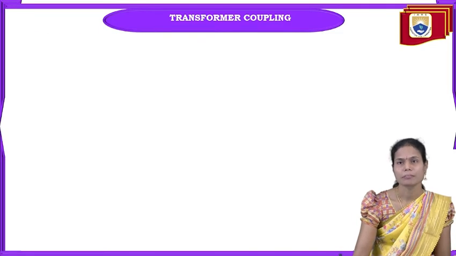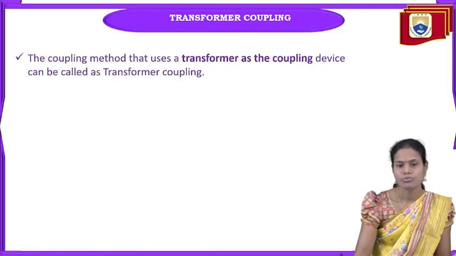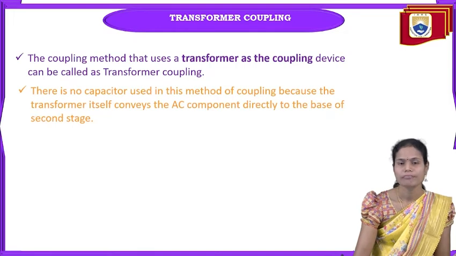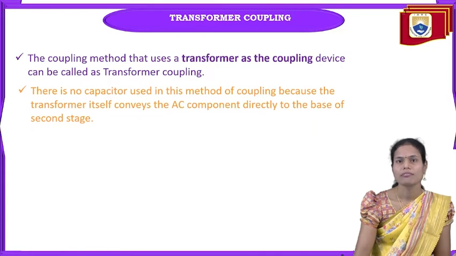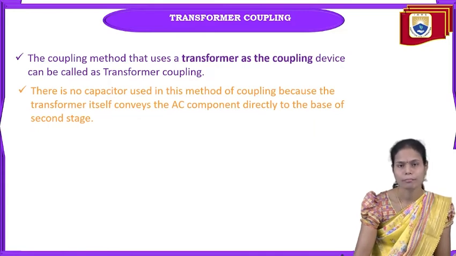So what is meant by this transformer coupling? If we use a transformer as a coupling element between two stages of a multi-stage amplifier, we can call it transformer coupling. Here we are not using any capacitors in the circuit for coupling. Why? Because the transformer itself provides the AC signal from the input to the base of the transistor. The transformer itself provides it directly to the base of the second stage transistor. That's why we are not utilizing an extra coupling capacitor in the case of transformer coupling.